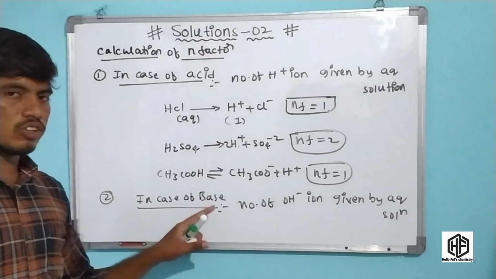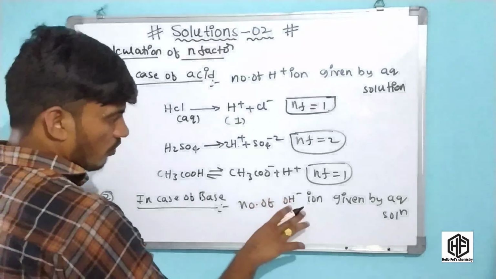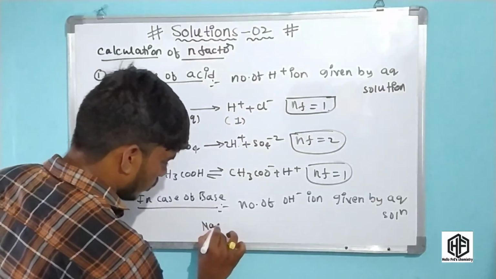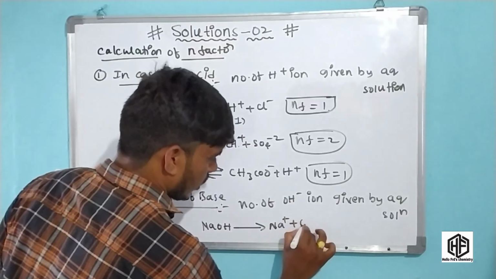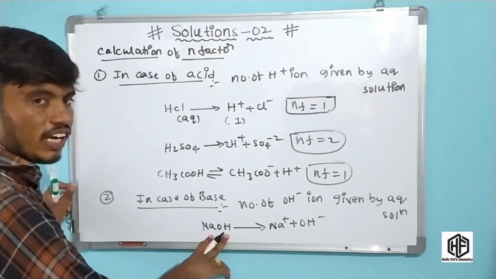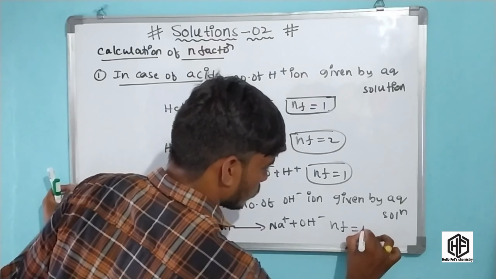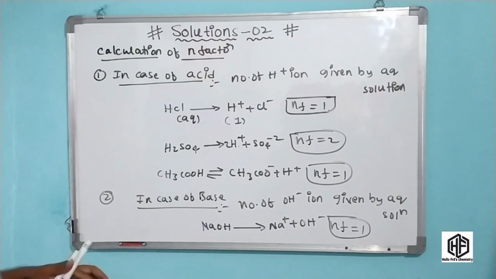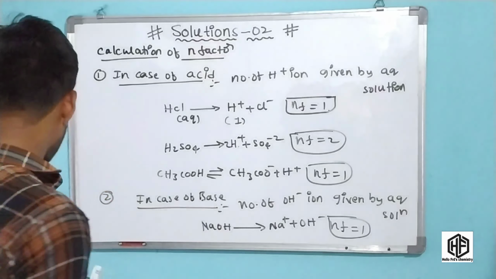Okay friends, for base, the N factor value is calculated from the number of OH minus ions given by aqueous solution. For example, NaOH gives Na plus plus OH minus. The number of OH minus ions present in aqueous solution is 1, so the N factor value is 1. Okay friends, this is the concept of the calculation of N factor in case of acid and in case of base.